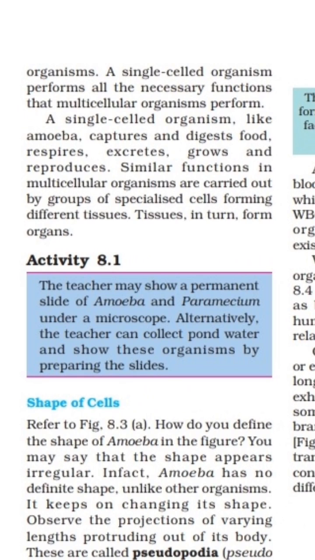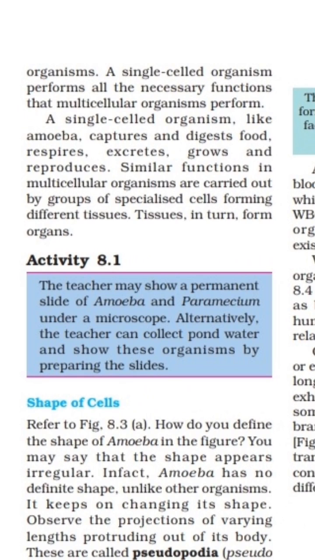Similar functions in multicellular organisms are carried out by groups of specialized cells forming different tissues, and tissues in turn form organs. Suppose we consider ourselves, we can capture our food, we can digest it, and we can respire, excrete, grow, and reproduce ourselves. But here the single cell organism like amoeba can also do all these activities with a single cell. With a single cell, it can capture and digest food. It can also respire, excrete, grow and reproduce.